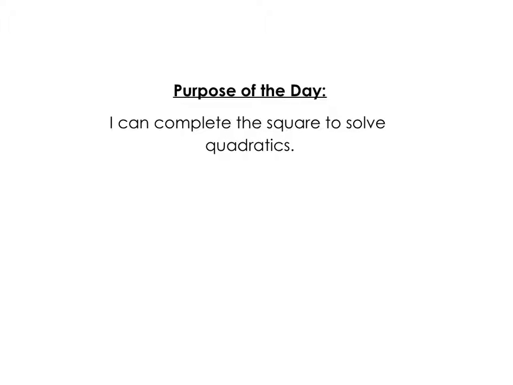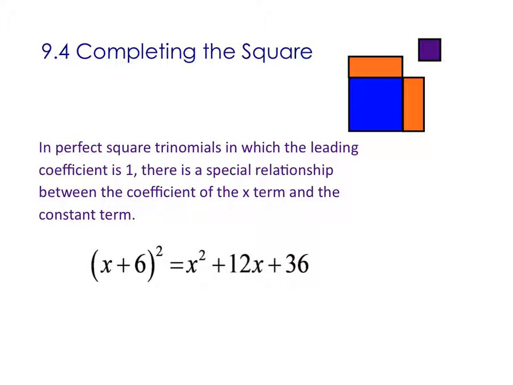Hello, and today's purpose of the day is I can complete the square to solve quadratics. In perfect square trinomials in which the leading coefficient is 1, there is a special relationship between the coefficient of the x term and the constant term. We are going to look at, if we are given a perfect square trinomial, how we can get that into its factored form very quickly. This will help us today when we want to complete the square to solve quadratics.